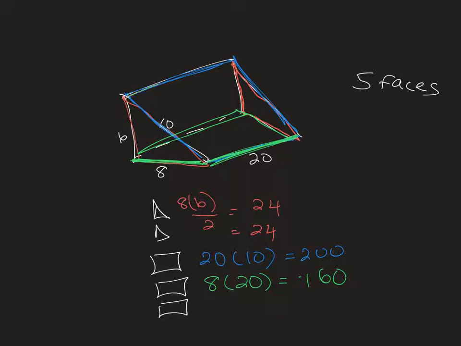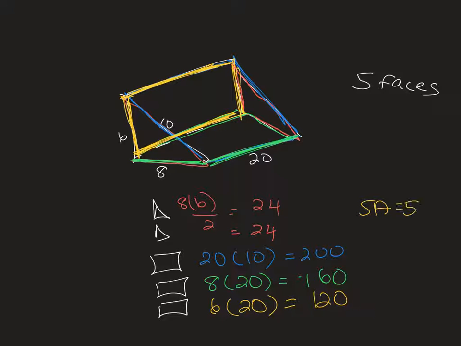And then I have the rectangle that's on the left side, and that would have a height of 6 and a length of 20. So 6 times 20, which is equal to 120. When we add that up, we would get a total surface area of 528.